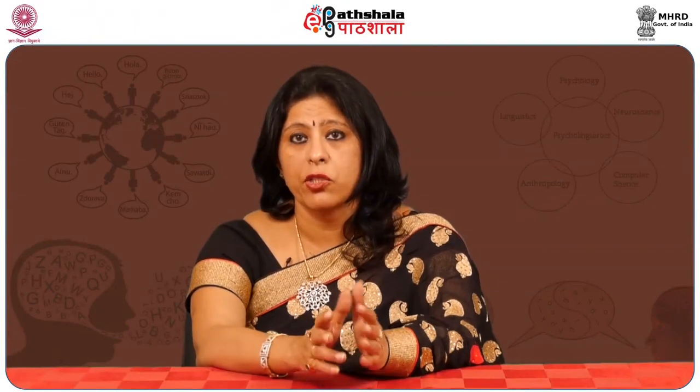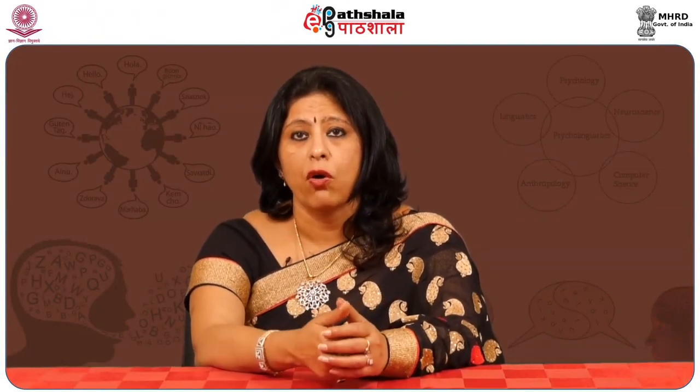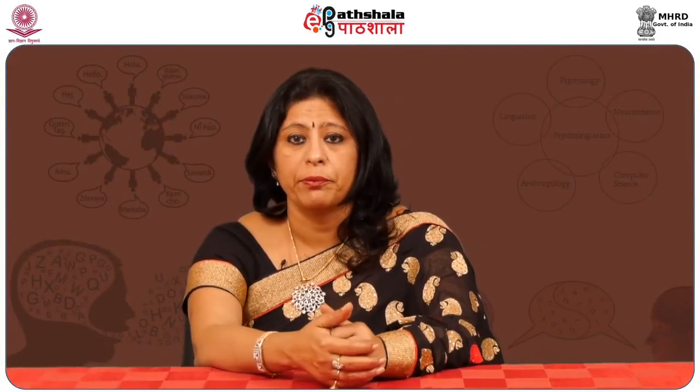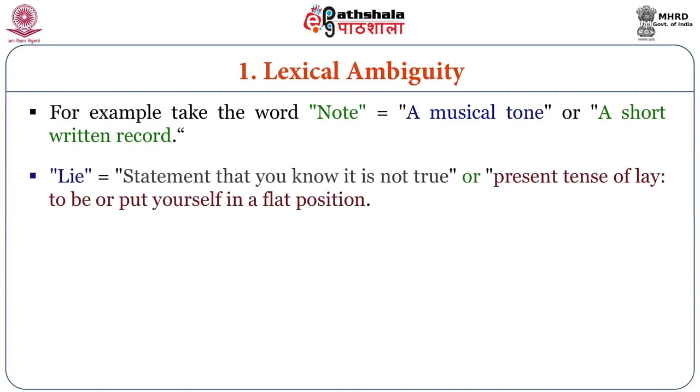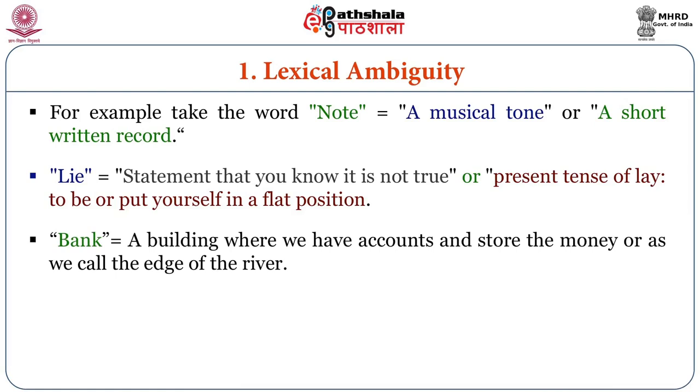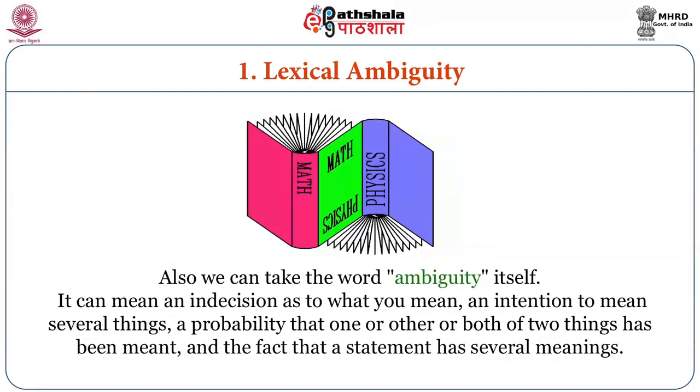When we say the chicken is ready to eat, we know that the chicken is waiting for something to eat, or we can say the chicken is ready so that we can eat that. For example, take the word note: a musical tone or a short written record. Lie: a statement that you know is not true, or present tense of lay, to be or put yourself in a flat position. Bank: a building where we have accounts and store the money, or the edge of the river, the river bank. Also, we can take the word ambiguity itself.